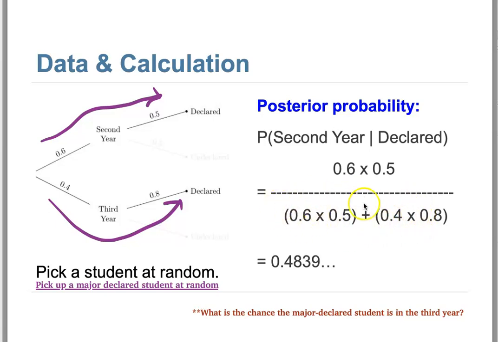So that's because the condition I told you here has changed. I did pick out a student at random, but this student is a major declared student. So what's the chance the student is in the second year? Our numerator is the second year student with major declared, so that's 0.6 times 0.5. That's our chance to pick a student who is major declared in their second year. So be careful about the wording.